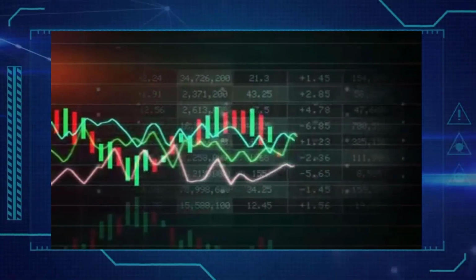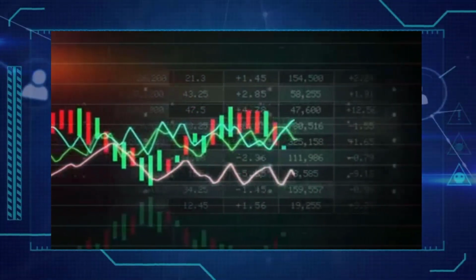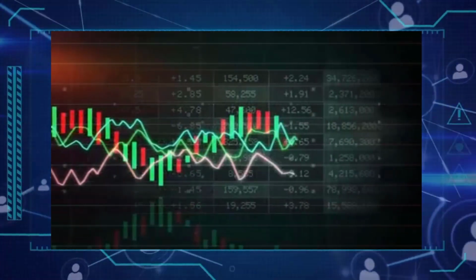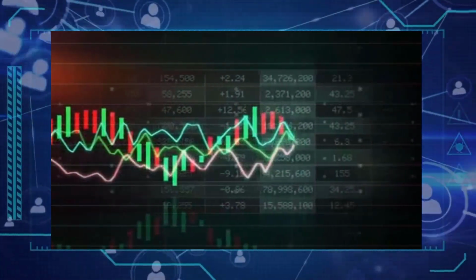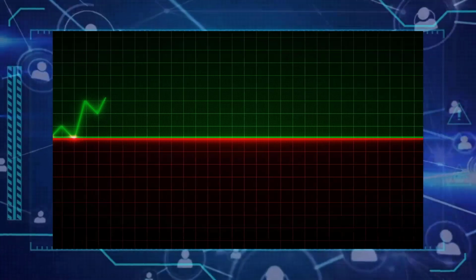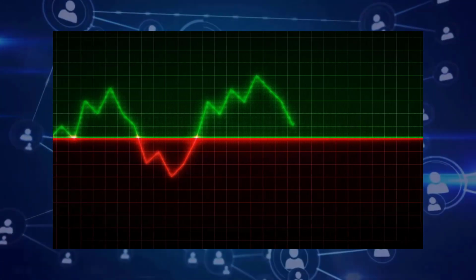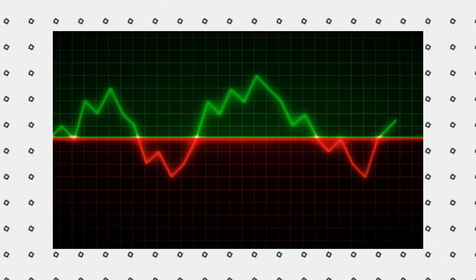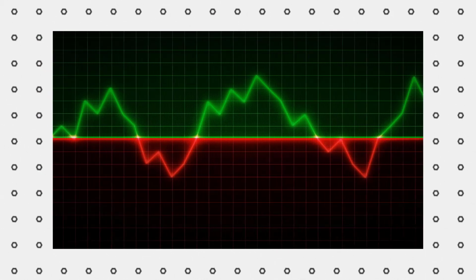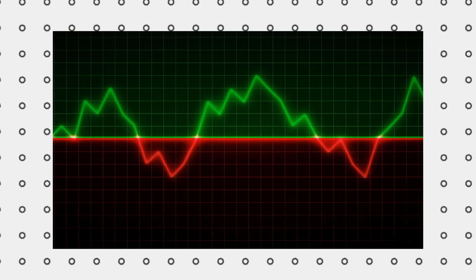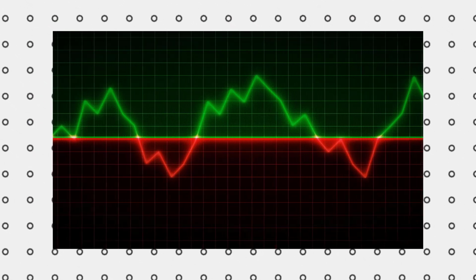I discovered the revolutionary AI TradingView Indicator that's taking the trading world by storm. This game-changing tool uses advanced artificial intelligence to analyze market trends and make accurate predictions, ensuring you never lose a trade again. This indicator is so powerful that it can predict market movements with up to 96.8% accuracy.